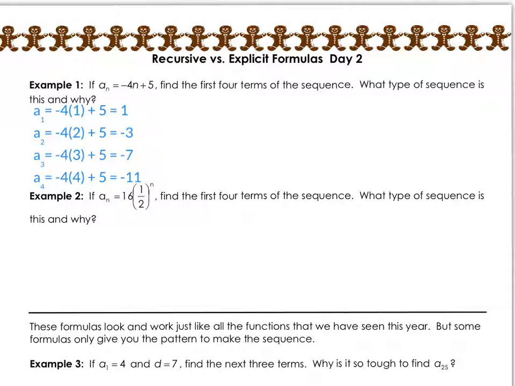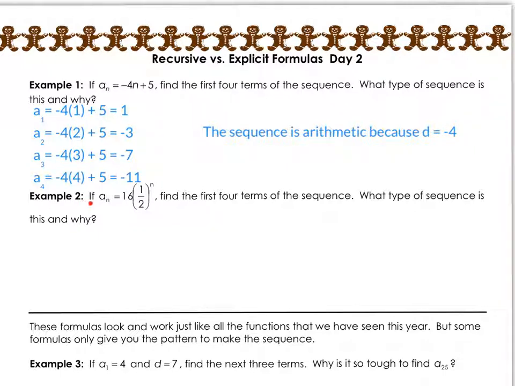So this sequence is arithmetic, and this formula is explicit, meaning that for every single term I want to find, all I have to do is take that one number and replace n with whatever I am looking to find. The sequence is arithmetic, and I know that because if I look from 1 to negative 3 to negative 7 to negative 11, I subtract 4, or add negative 4, every time to get to the next term, and that's why the sequence is arithmetic.